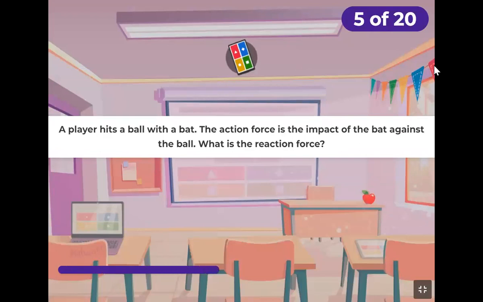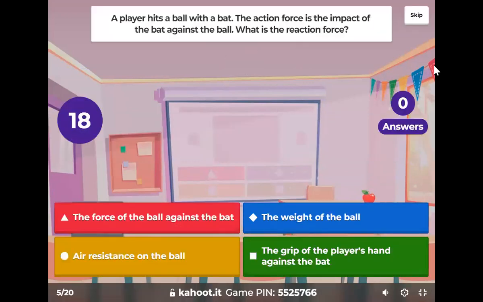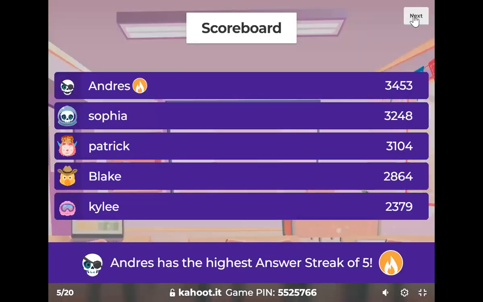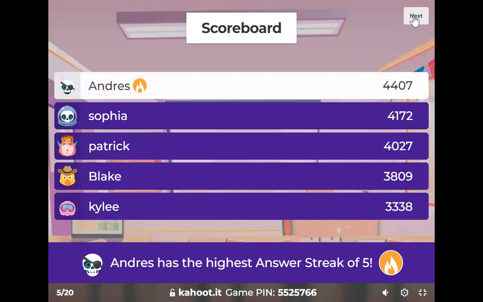Player hits a ball with a bat. Say the action force is the bat against the ball. What's the reaction force? So the bat hits the ball. What's the reaction? The ball against the bat. But guys, which force is bigger? The force on the ball or the force on the bat? They're the same. Same force. Right.